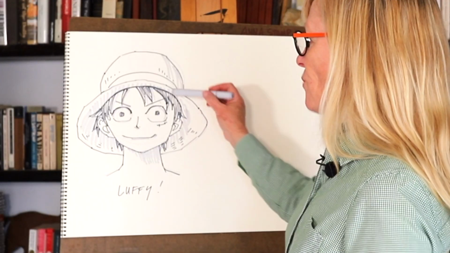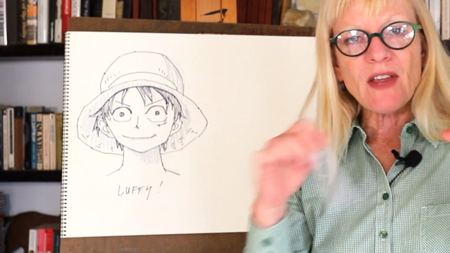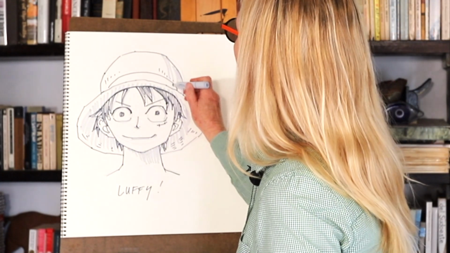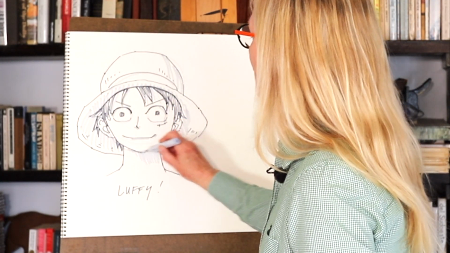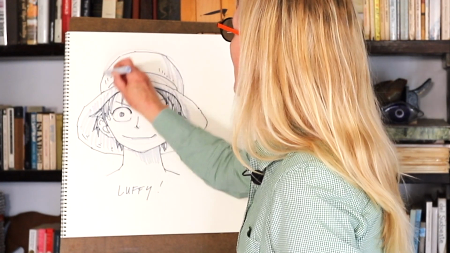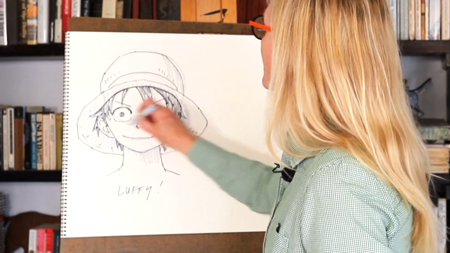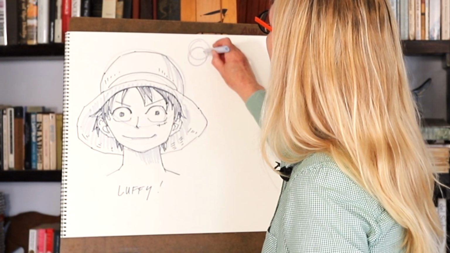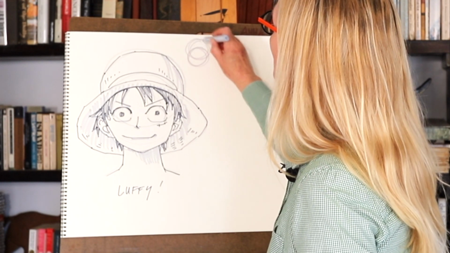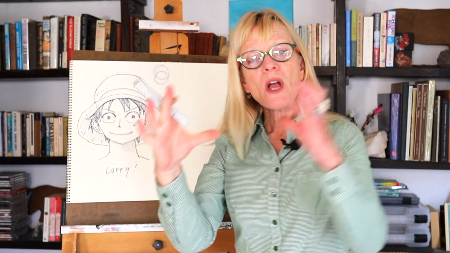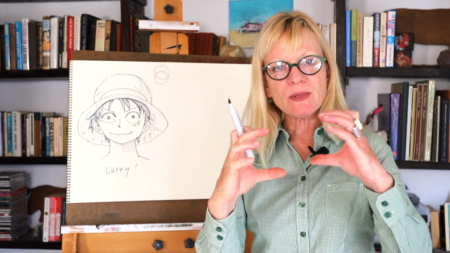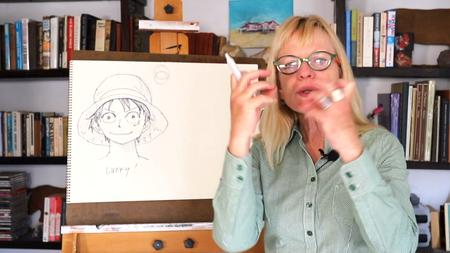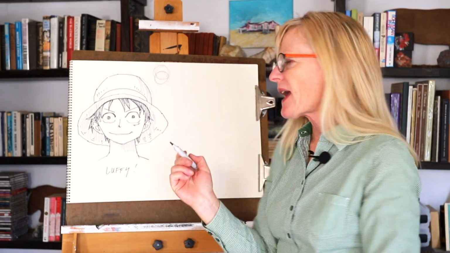When I was drawing Luffy, I noticed that his face has two round circles. So if I look at this, I see a round circle here, and I see a round circle here, like this. It's almost like it starts out as two circles overlapping. So it's looking at the bigger shapes in relationship first before you start getting into specific features.